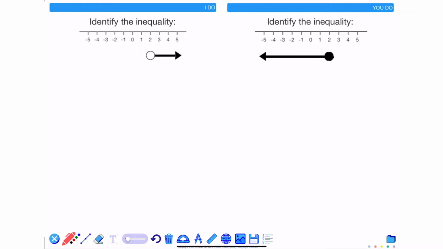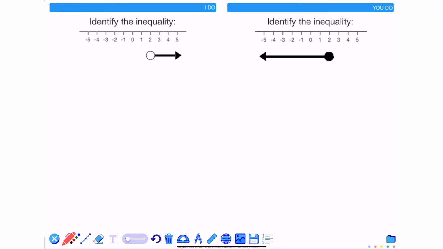In this video, we're going to be looking at how we can interpret inequalities that have been represented on a number line. The first thing I need to talk about is notation. Here you can see that I've got a hollow dot at 2. We also have an arrow pointing up the number line.